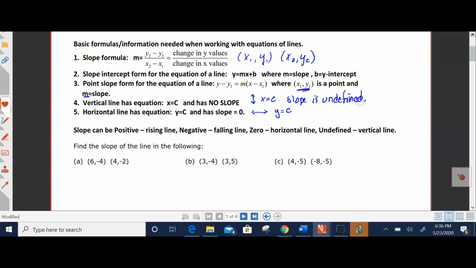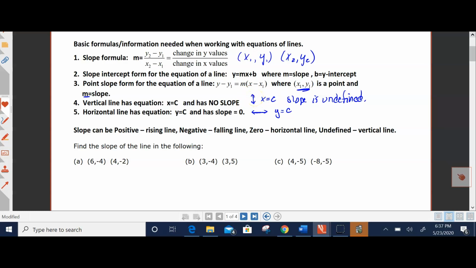Remember, the slope is what is happening as you move left to right along a line. As I move left to right on this horizontal line, I'm not rising, I'm not falling, there's no change, so the slope is zero. The thing about a vertical line is you cannot move left or right on it. That's why its slope is undefined.